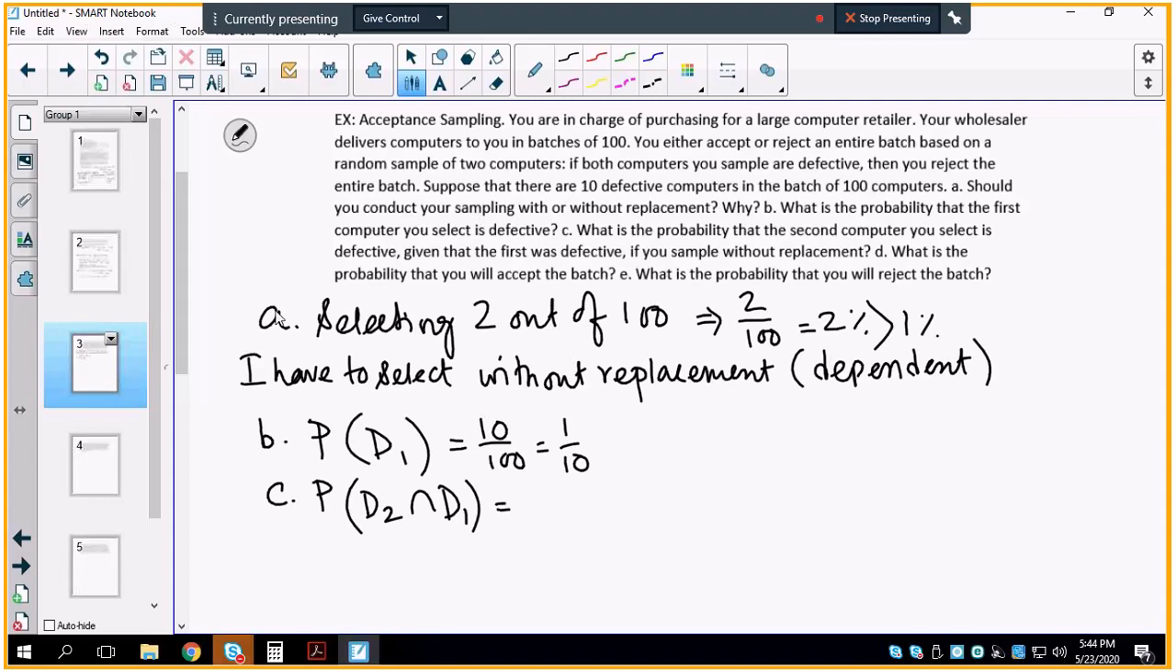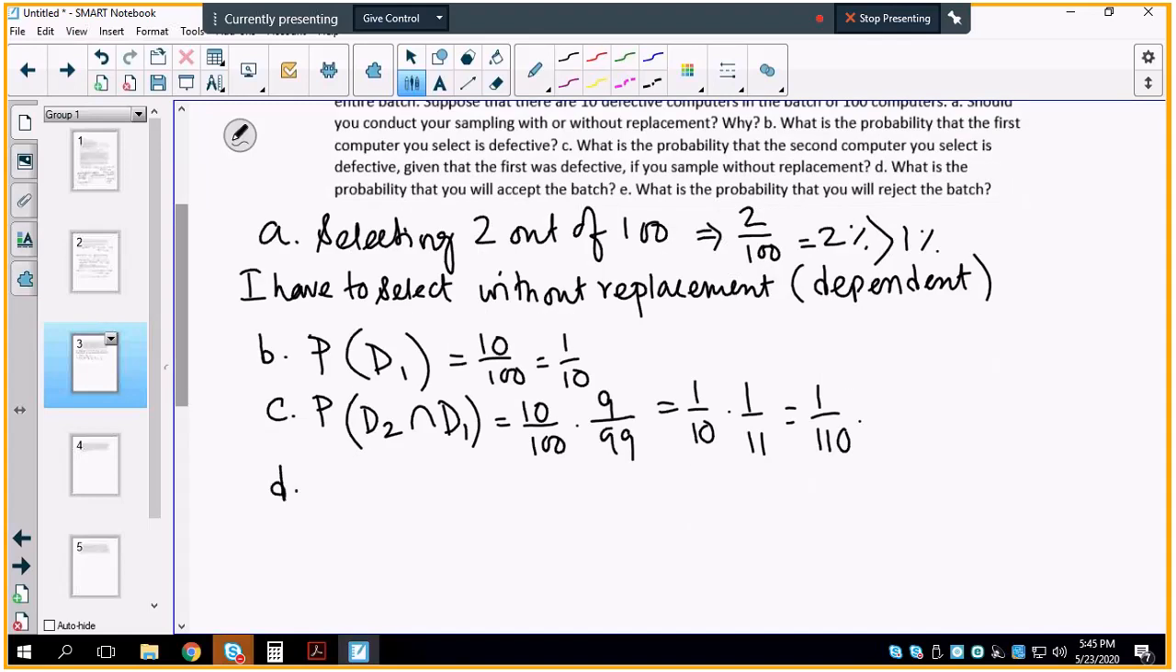So remember what happens here, I cannot multiply directly, so I have to think it separately. How do I think it separately? We will say the probability that the first one is defective is 10 out of 100 because there were 10 defective computers. Now you have selected the first one defective, so now there are 9 defective computers, and there are a total of 99 computers because my selection is without replacement. So it will be 9 out of 99. So I get 1 out of 10 times 1 out of 11, and that's 1 out of 110. And that's the probability.